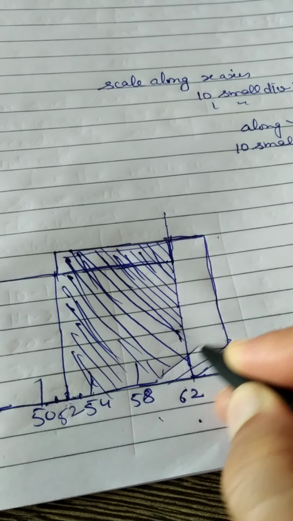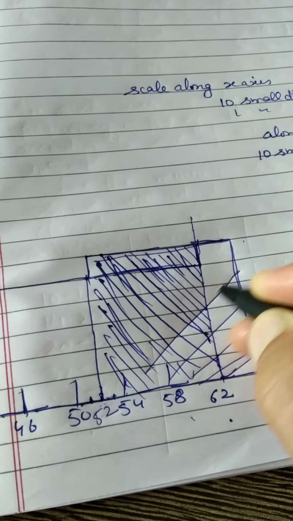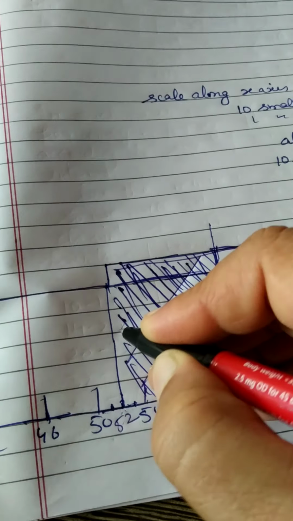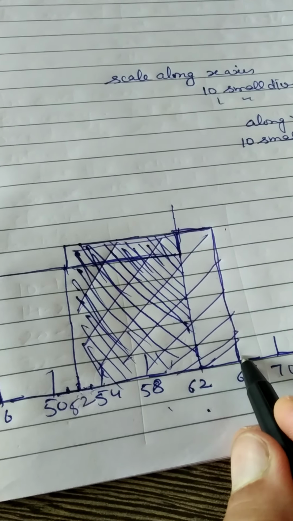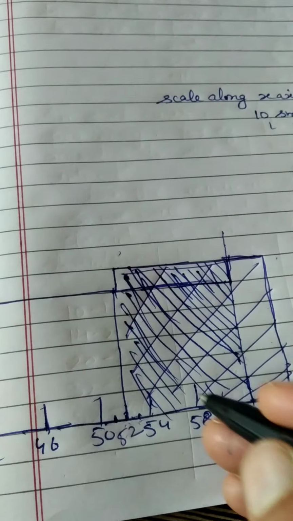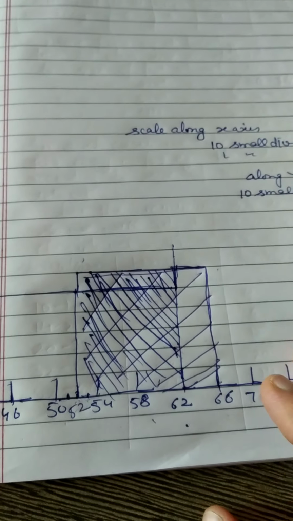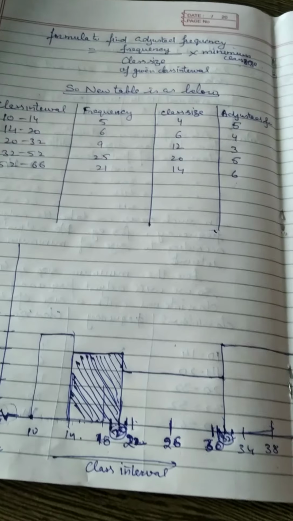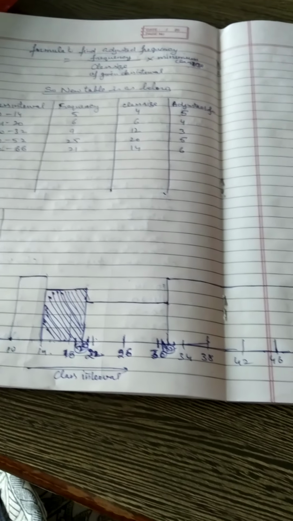This will be the width of the bar. This is the breadth and this is the height of the bar. In this way we draw the histogram for the adjusted frequencies.